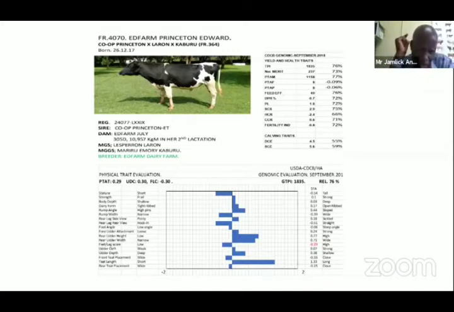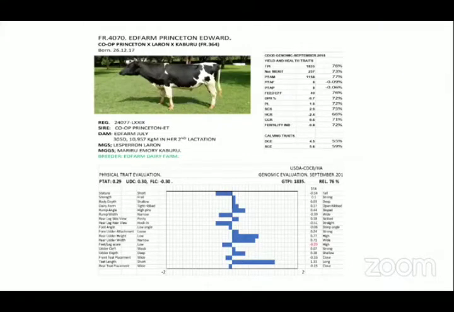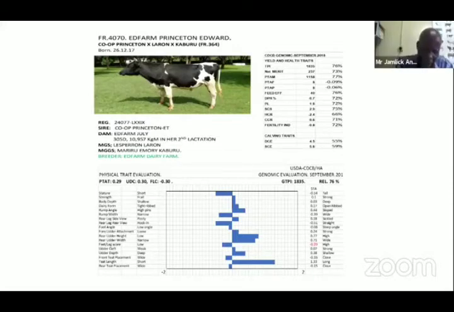Then the second row is the scores of the composites. And in this case, PTAT, you remember we talked about that, predicted transmitting ability of type, all the linear traits combined. And this pool is scoring 0.29. And we say that the average is zero, right? So all the traits combined, they are very good. Therefore, if you look at this graph, as much as you find some are negative, some are positive, if they are combined together, you end up with a positive.